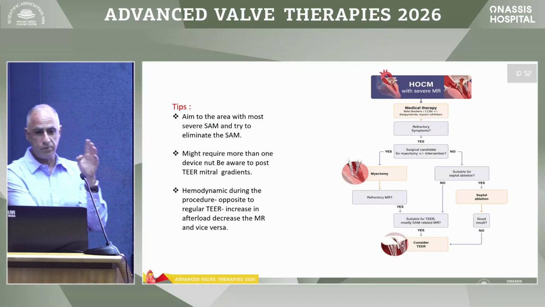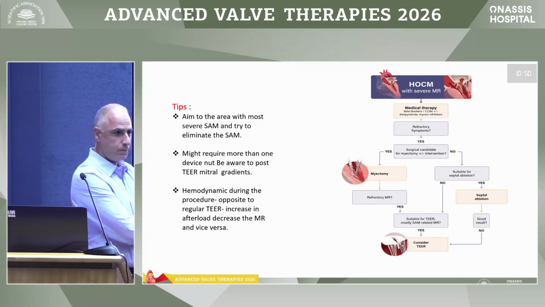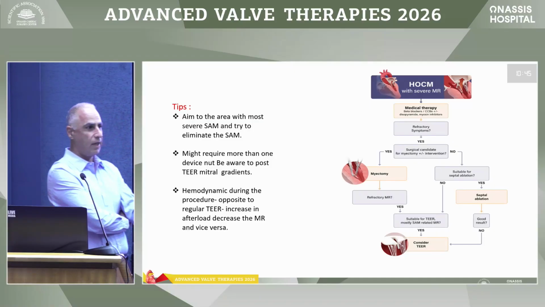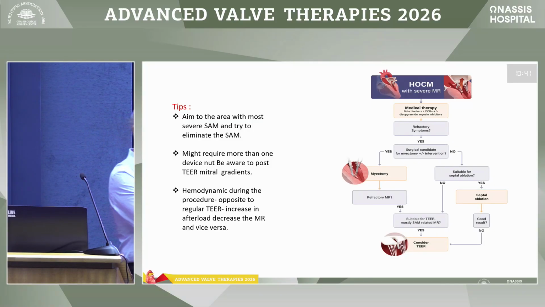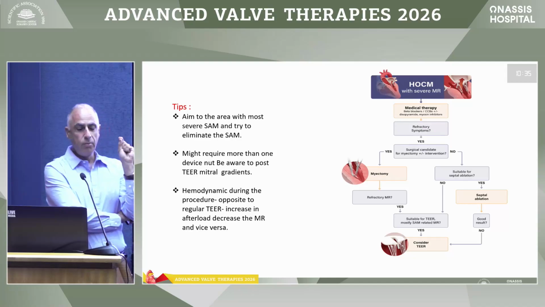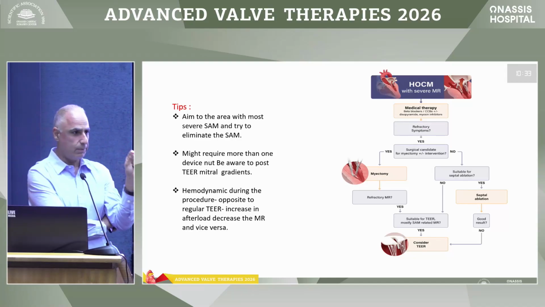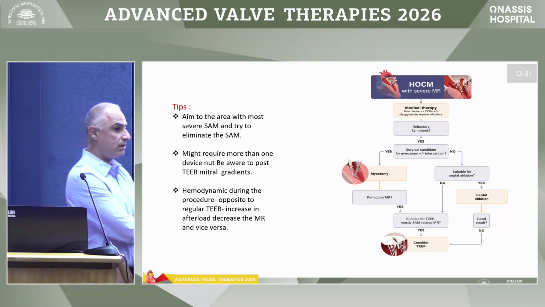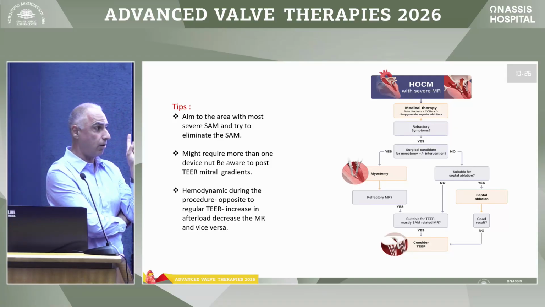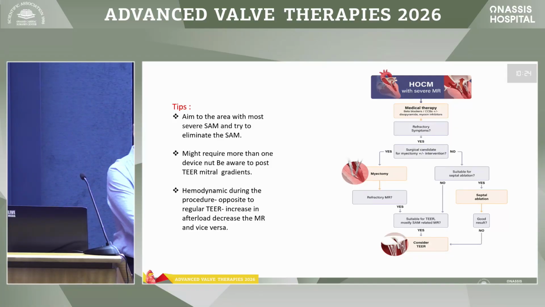Important tips for the procedure. In the TEER procedure, we are always aiming for the jet. In this procedure, aim for the SAM. Ask your echo operator where the most prominent SAM is, and put the first clip there, and try to eliminate the SAM. You might require more than one clip in several cases. Be aware of the gradient, because those patients do not tolerate the gradient well because of their LV hypertrophy.